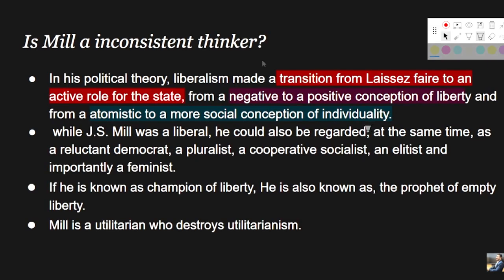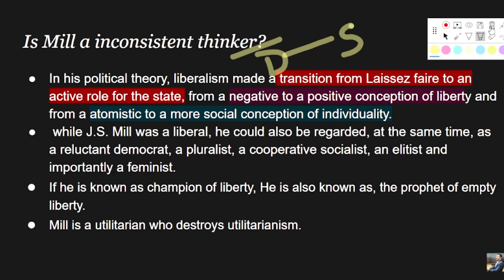So now let's see one of the most profound allegations that is imposed on Mill: is Mill an inconsistent thinker, right? What does the term inconsistent thinker mean? An inconsistent thinker is one in whose ideas there is no consistency. If on one side he is propounding the idea of democracy, on the other side he will also be on the side of socialism, right? And hence there is no consistency in the ideas, right? So is Mill an inconsistent thinker?